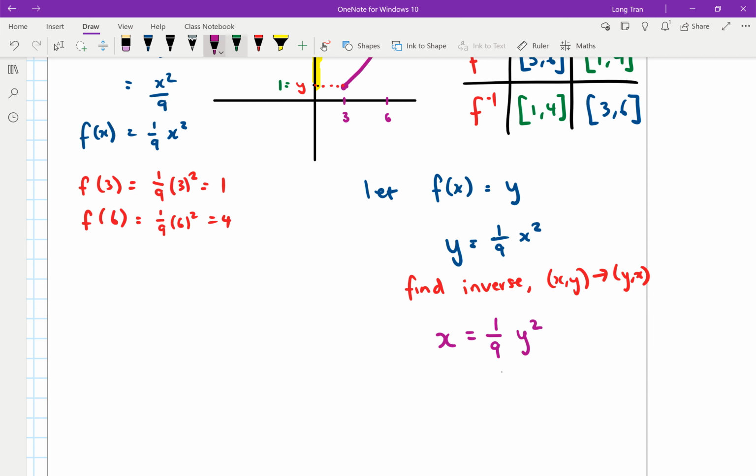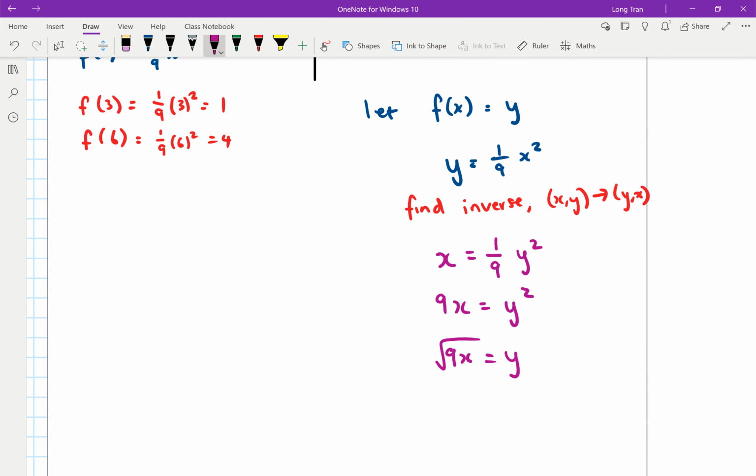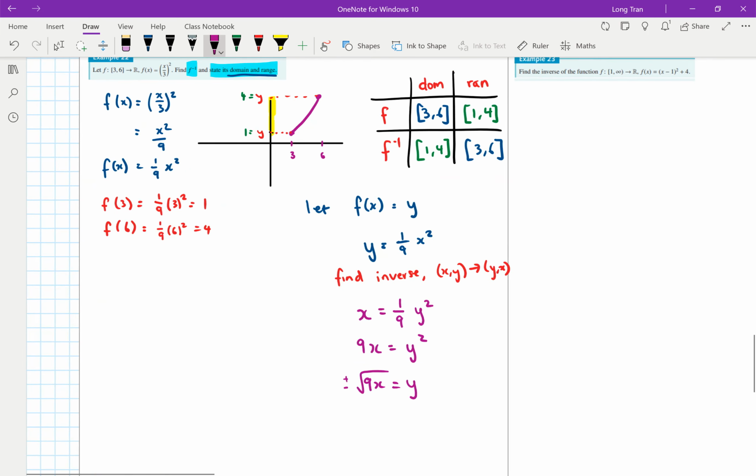And then here we go, we're going to rearrange it, times 9 on both sides, and I will get now 9x is equal to y squared. Square root both sides, so y is equal to the root of 9x. Now remember, when you square root, technically there's a plus and a minus answer. Now this is interesting because that implies, this is my inverse function, so therefore the inverse function is equal to the root of 9x. Now, there's a plus or a minus answer.